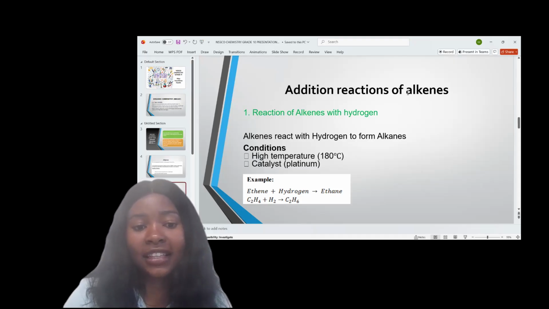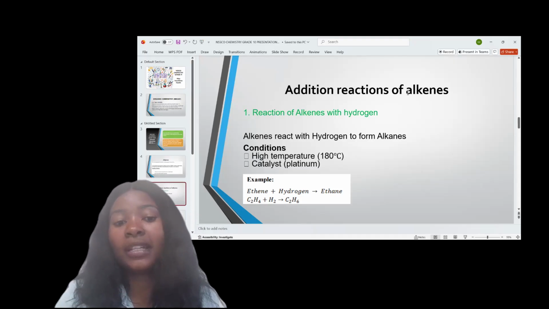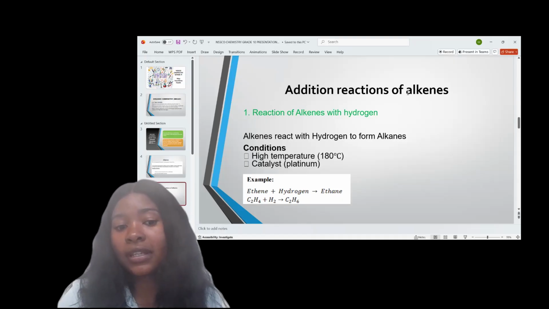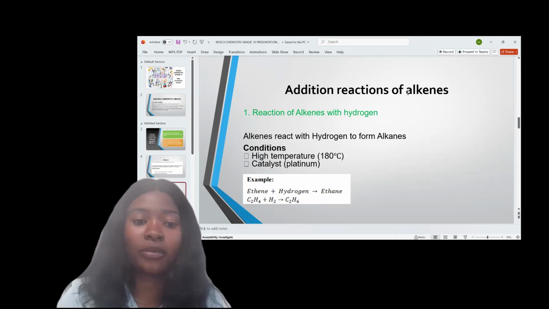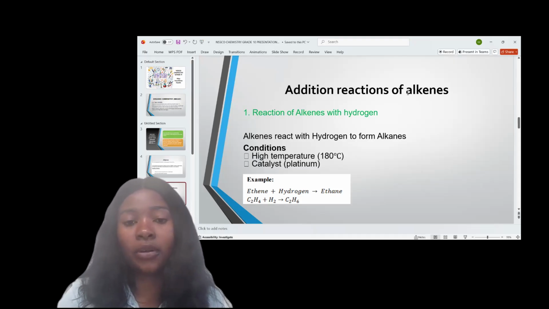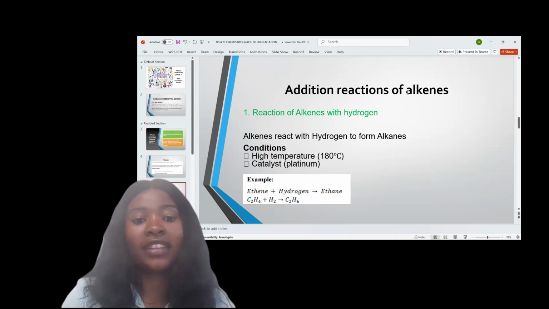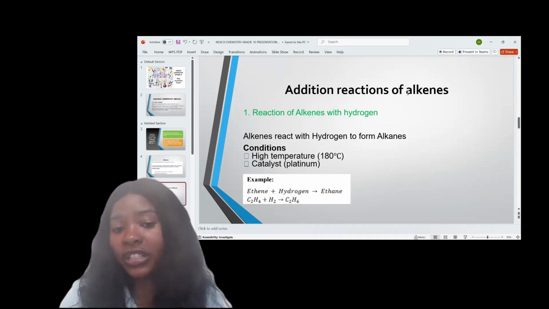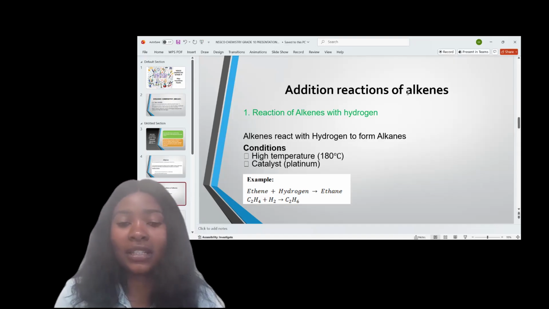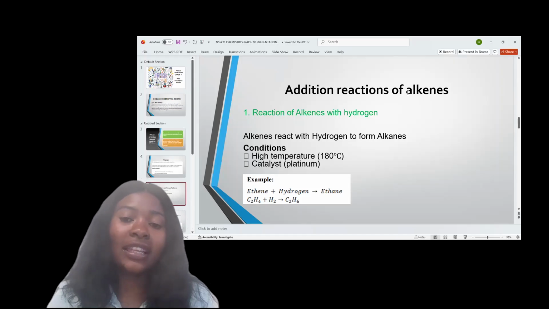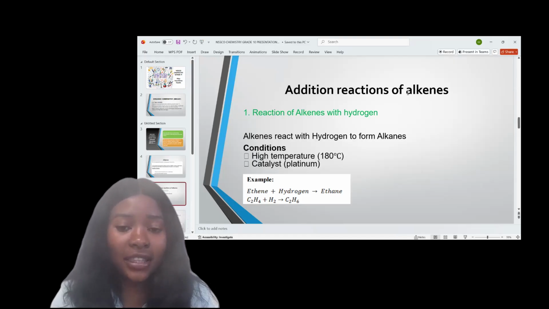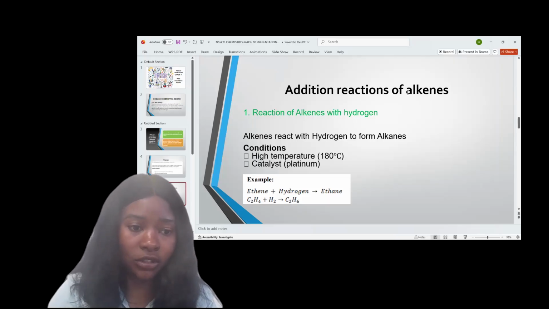A good example that is given here is ethene. We are saying it's ethene because it has two carbons, and that is where the word eth is coming from, and the ene is coming from the homologous group, which is the alkenes. So we have ethene reacting with hydrogen, and the product that we are getting there is ethane. We can already see that it ends the same way as the alkanes. That is the first equation given there on the top.